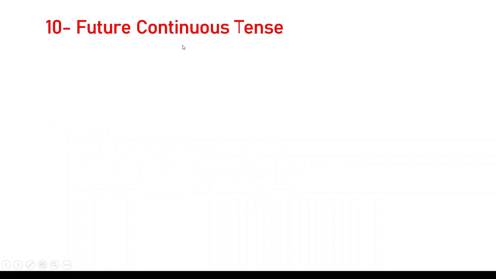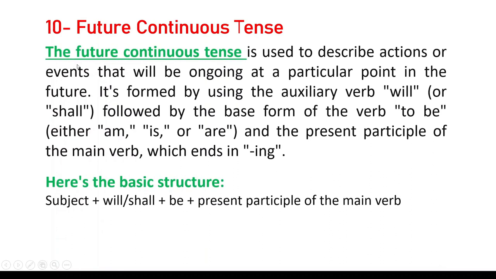10. Future continuous tense. The future continuous tense is used to describe an action or event that will be ongoing at a particular point in the future. It's formed by using the auxiliary verb will or shall, followed by the base form of the verb to be, and the present participle of the main verb, which ends in ing. Here's the basic structure: subject plus will/shall plus be plus present participle of the main verb.